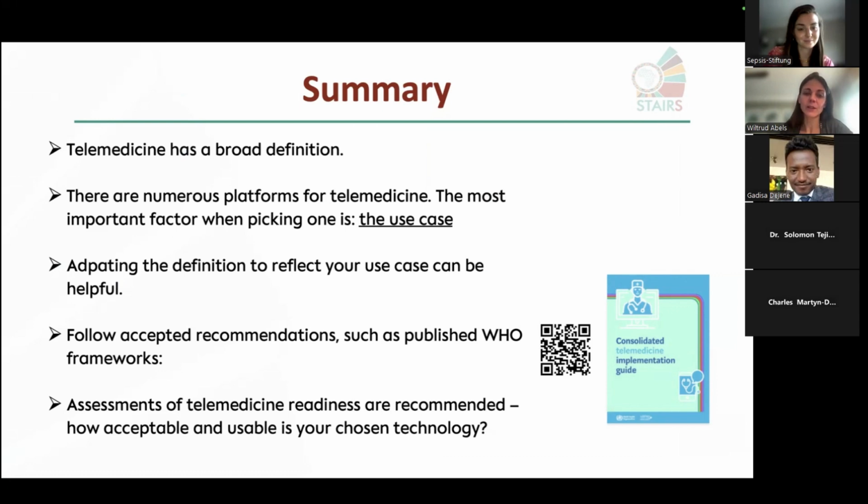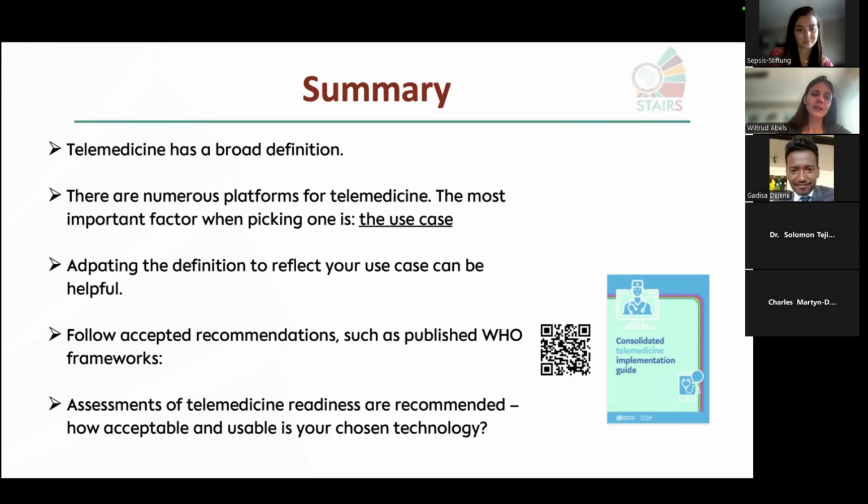We then went on and saw that there are actually numerous platforms for conducting telemedicine, especially also for provider-to-provider telemedicine. It's also true for provider-to-patient telemedicine. And I want to highlight again the point that the most important factor when you pick a platform for telemedicine is, what do I want to achieve with it? What is my use case?